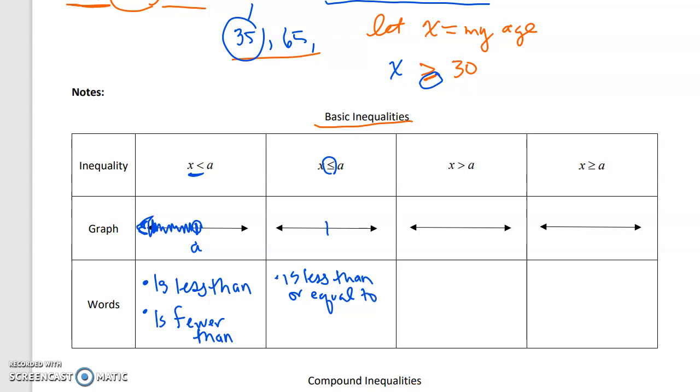This graph looks very similar to what we just graphed. We have our A value, and we'll be shading to the left. But instead of the open circle, we will give a closed circle, because in this case the x's could equal A. And that's why we want to shade in that circle.